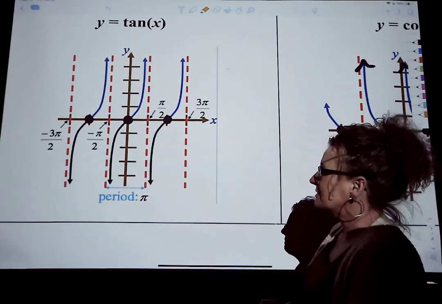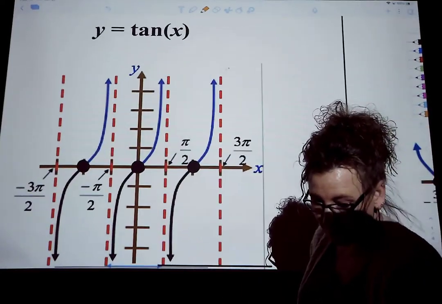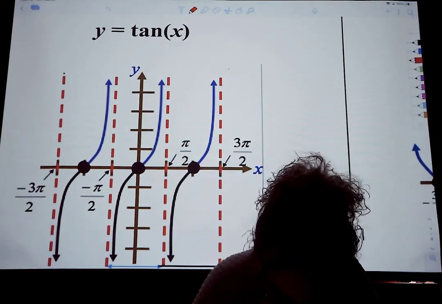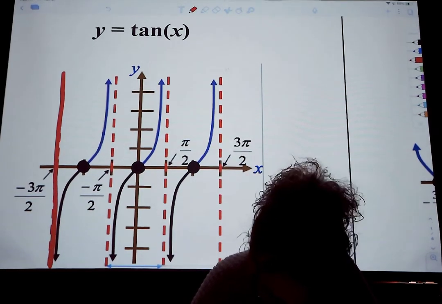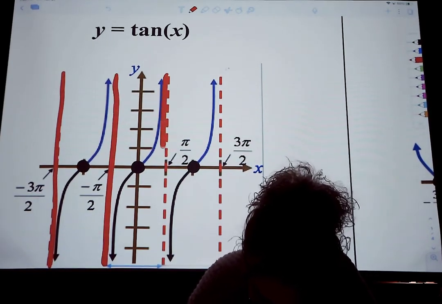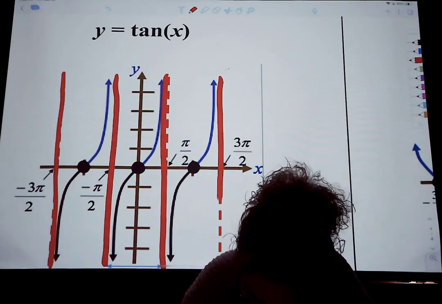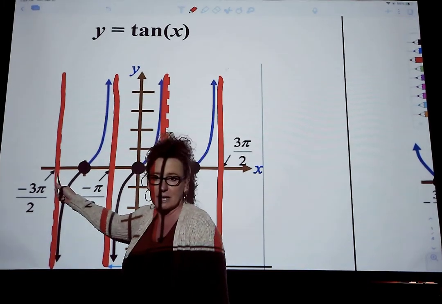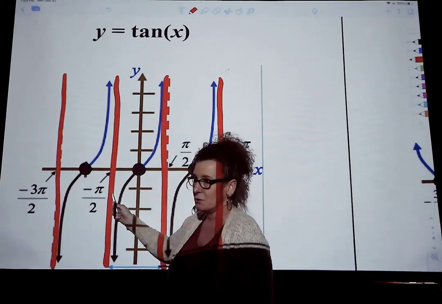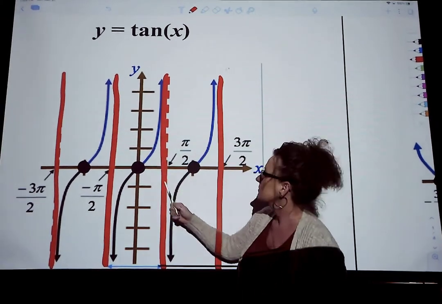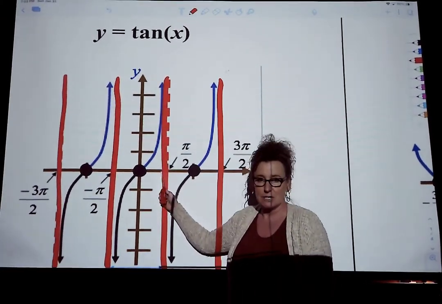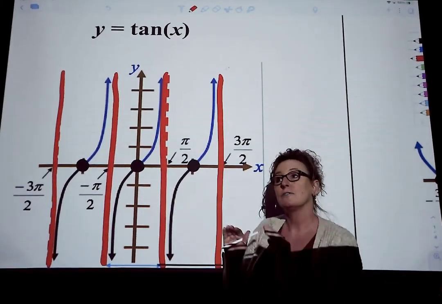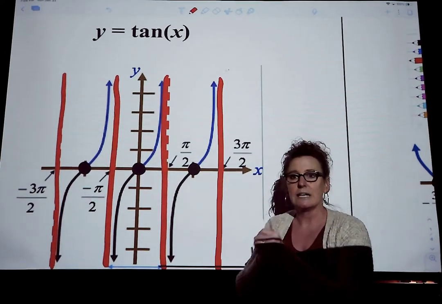Some things to point out about tangent. One is, I'm going to do the asymptotes first. Notice that tangent blows up here, here, here, and here. What are those values? Those are at an x value of negative 3 pi over 2. Negative pi over 2, tangent blows up. 0. No. Pi over 2, tangent blows up. And 3 pi over 2, tangent blows up. All the over 2's, tangent blows up.